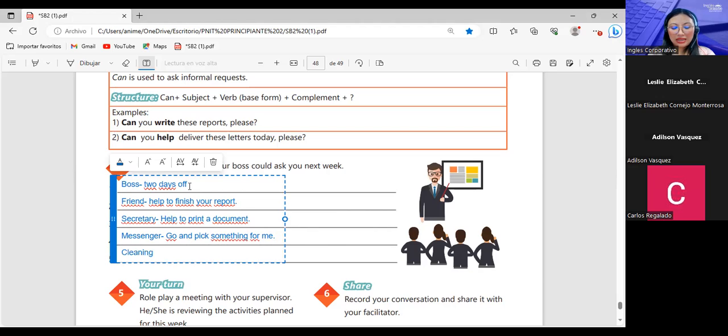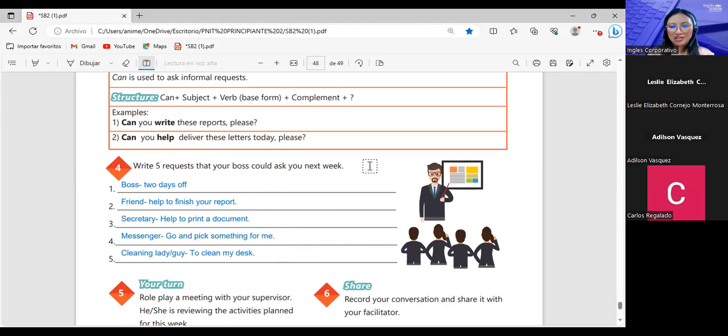Miren, esto es importante. El cleaning. Casi siempre son señoras, ¿verdad? Que hacen la limpieza. The cleaning lady. O puede ser the cleaning guy, el chico de la limpieza, que nos ayuda con la limpieza, ¿sí? Pidámosle, ¿qué le pedimos a ella o a él? To clean the desk. Ajá, to clean my desk. Ayúdame a limpiar mi escritorio o mi oficina, probablemente. I don't know.